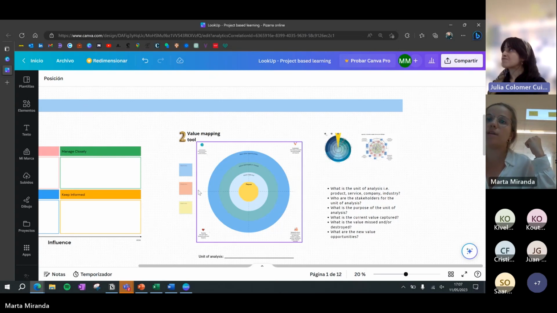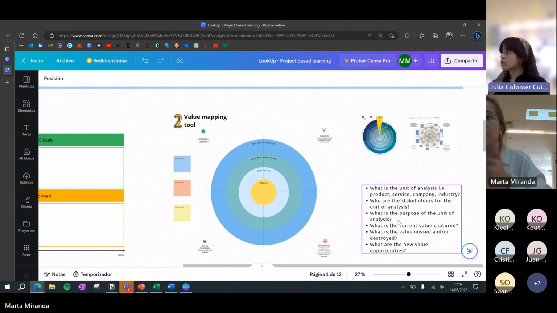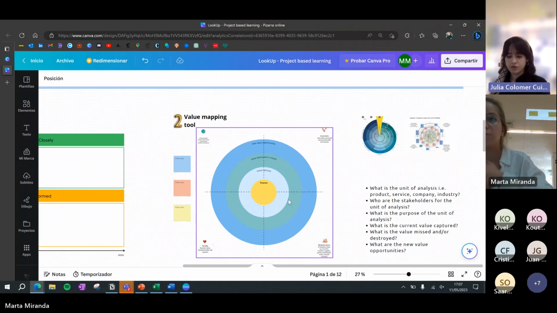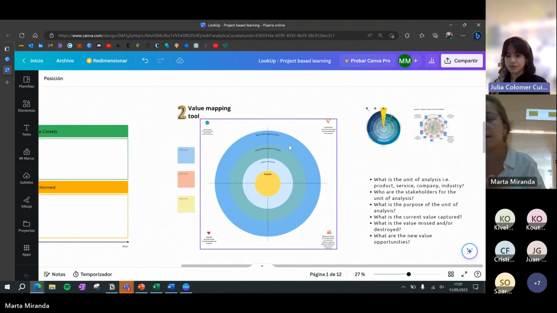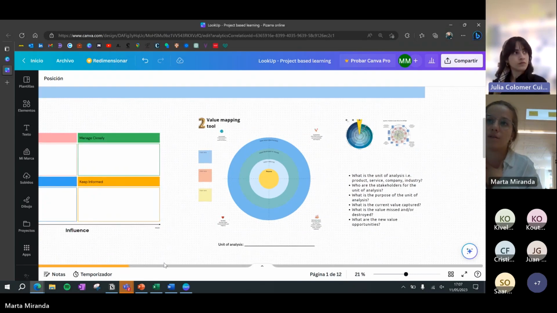You'll find it's going to be easier even to analyze this product or service, the value that you're capturing, the value you're destroying, and the new value opportunities that will arise from this product or this business. Also, you have the instructions and the guidelines here, so you are not lost.